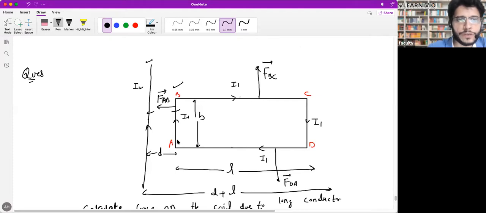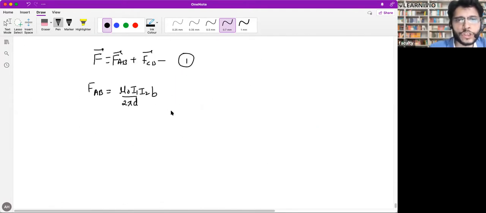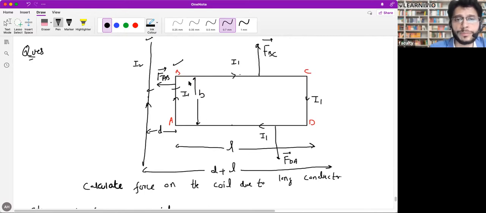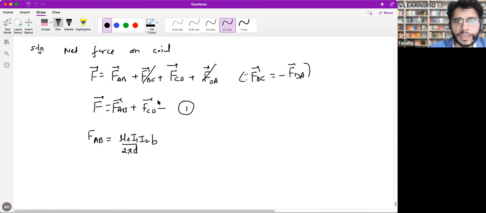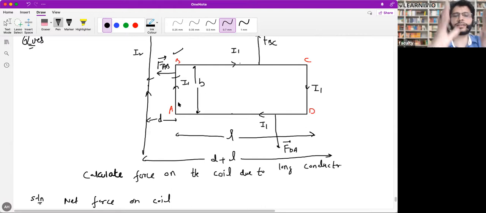See, we are calculating force on AB. You can consider this long conductor and AB as two parallel conductors. Force on the unit length is mu naught I1 I2 by 2 pi D. For force on the total length B, I multiply it by B. For the direction of force, the current is in the same direction, so they will attract each other. When they attract each other, it will move towards this conductor. So that's the direction of force.